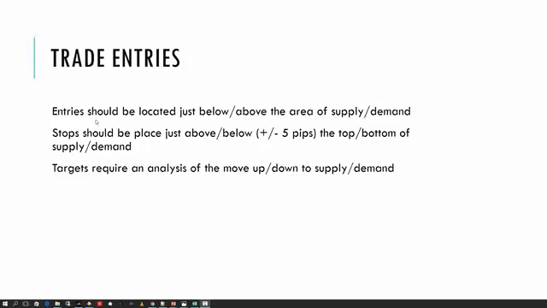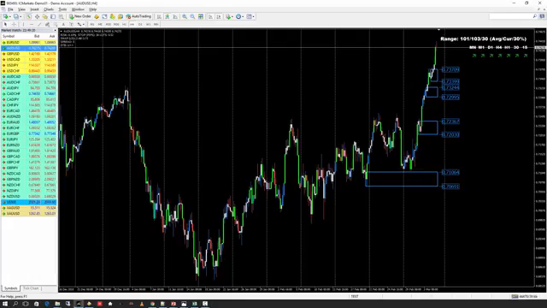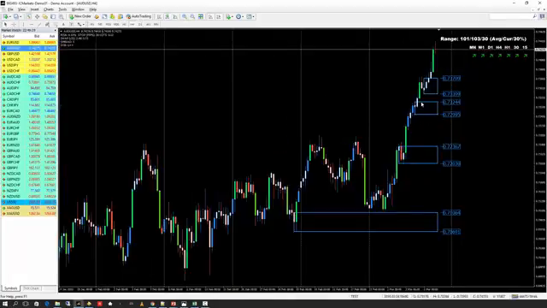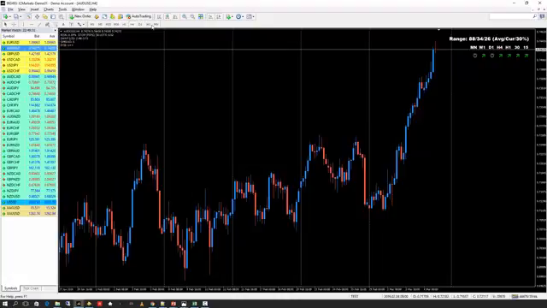And for targets, this requires an analysis of the price action that approached the area. So if we have another look at the chart, and we assume that we want to, let's just delete these and say that we want to, actually I saw something that's pretty interesting on the Swissy.